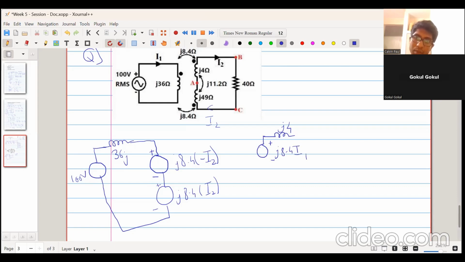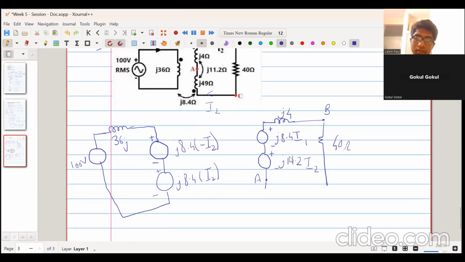Another thing is this is coupled to this coil also. This is coupled to this coil with J 11.2. So that's why we just put plus here because the top is a dot. So we put plus on top, minus J 11.2. Here I2 is flowing into the dot. So we directly put J 11.2 into I2. Okay. This is point A. This is point B. Alright. This is the 40 ohm resistor over here.